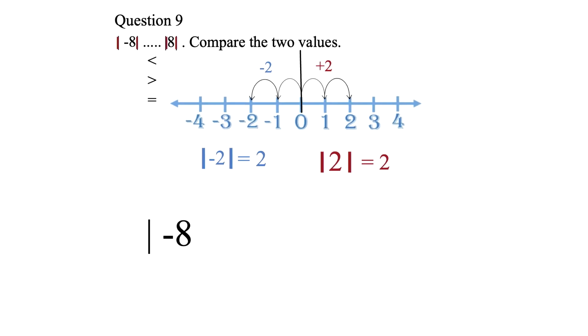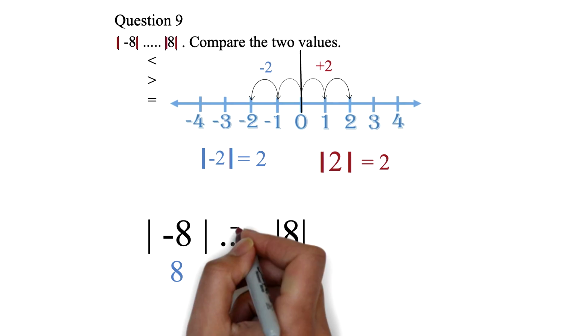So for our question, we can say that the absolute value of -8 is 8, and the absolute value of +8 is also 8. So these values are equal.